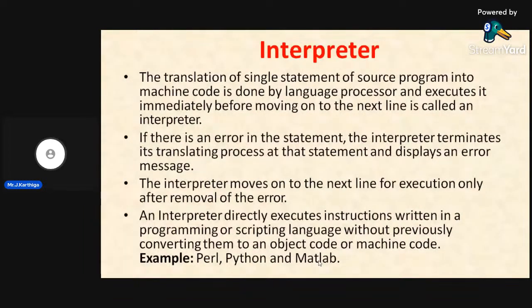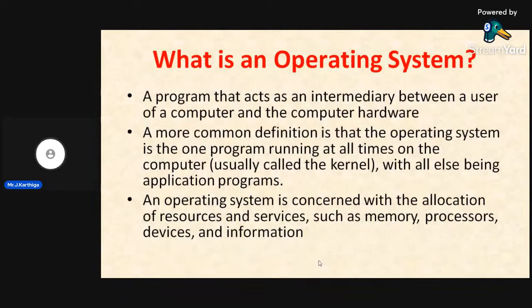Then we discuss what an interpreter is. The translation of a single statement of the source program into machine code is done by the language processor and executed immediately before moving on to the next line; this is called an interpreter. If there is an error in the statement, the interpreter terminates its translating process at that statement and displays an error message. An interpreter directly executes instructions written in a programming language without previously converting them into object code or machine code. Examples: Perl, Python and MATLAB.